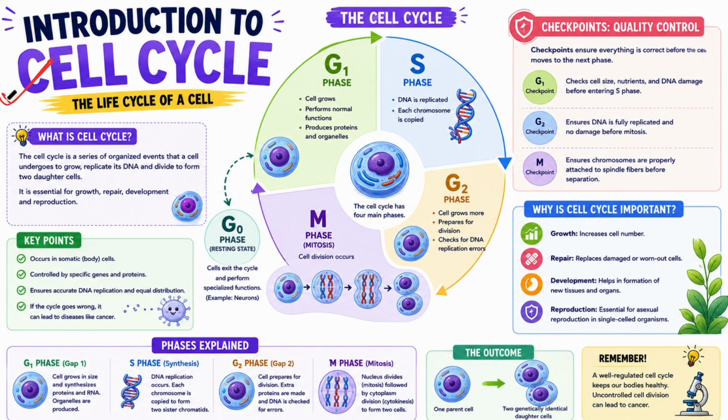What is the cell cycle? Okay. Cell cycle is nothing but a series of organized events which occurs in a cell to replicate its DNA and divide to form the two daughter cells. Okay. It is essential for growth, repair, development and reproduction, which we have already studied. Okay. It occurs in the body cells. They are controlled by the specific genes and proteins. They ensure the accurate DNA replication and equal distribution.